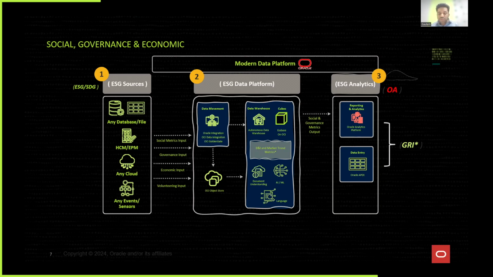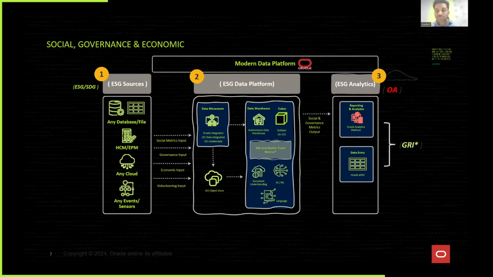So you try to use the same data platform model, trying to ingest the data using Integration Cloud or OCI Data Integration or even GoldenGate to transfer the data into a central data warehouse. And you try to stitch it into the same hierarchy that you have built for your environmental model. So the importance of Essbase on OCI, or the importance of multi-dimensionality, comes into the picture when you want to stitch the social, governance, and economic data along with your environmental data.